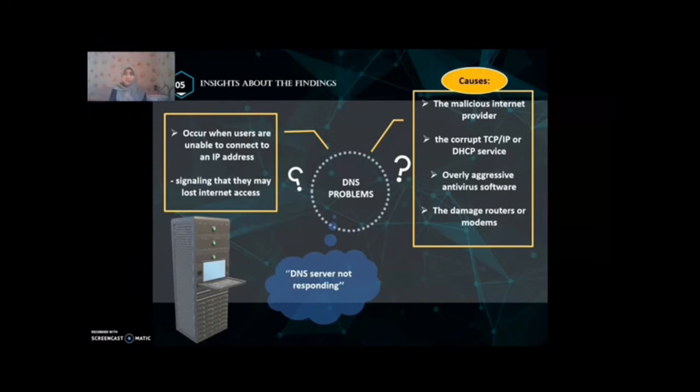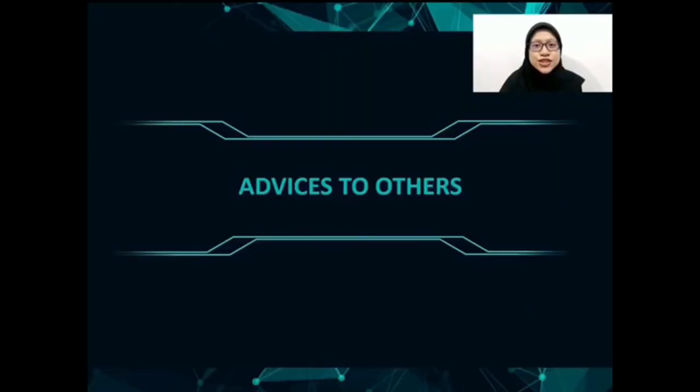Alright, so among the causes of DNS unable to connect to an IP address are, the first one is the malicious internet provider, and then the corrupt TCP/IP or DHCP service. The third is overly aggressive antivirus software, and the last one is the damaged routers or modems. So here is some advice or suggestions when you face these problems.